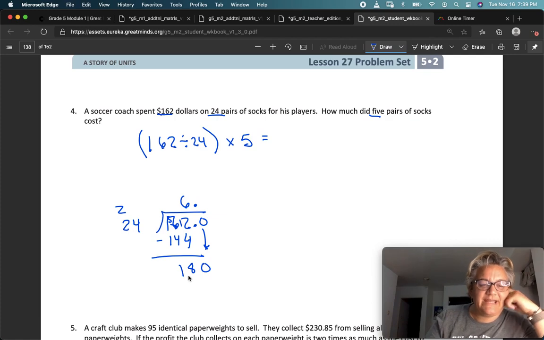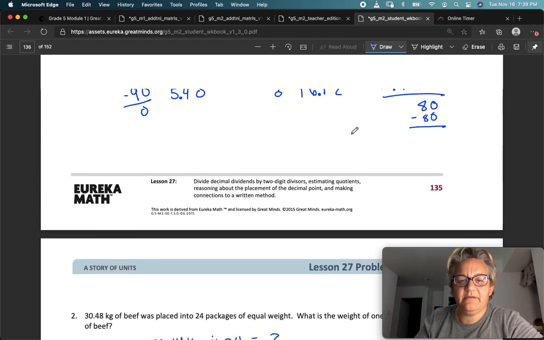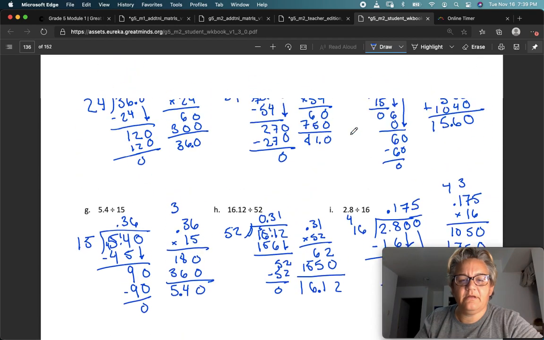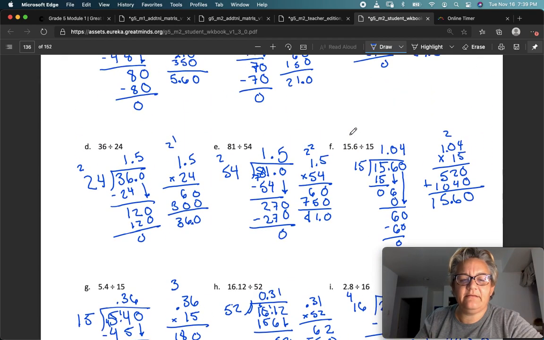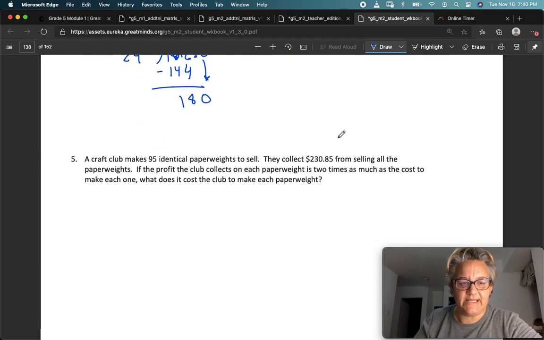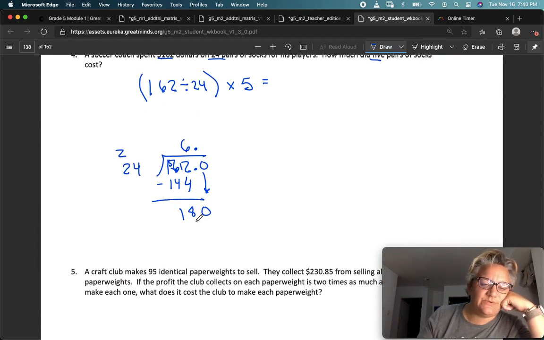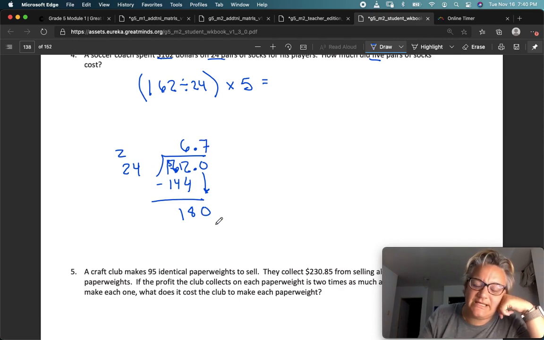24 into 180. Didn't I do that just right up here? 24 into 180. Didn't I do that one up here? I feel like I did. But I don't remember what I estimated, so let's try it again. 24 into 180. Well, let's see. 1, 2, 3, 4, 5, 6, 7 times. 7 times 4 is 28. Carry the 2. 14, 15, 16. And 7 minus 2 is 1.